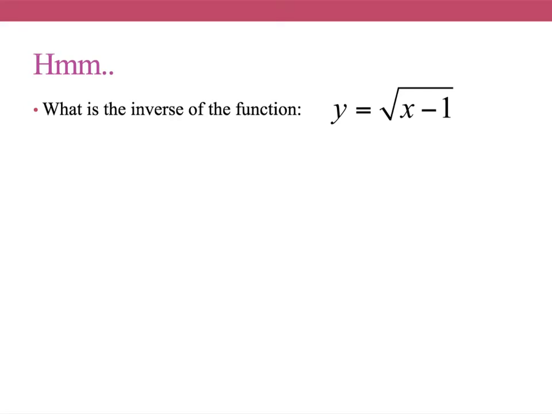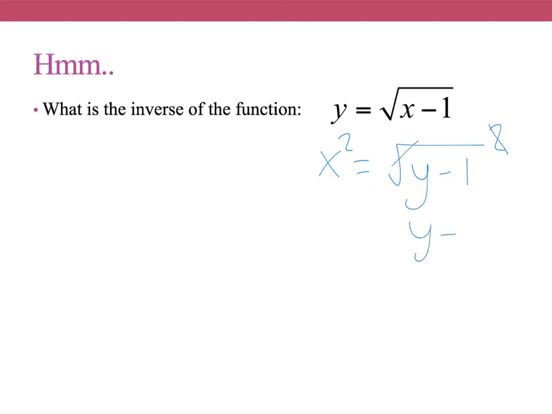Alright, let's try another inverse problem. Again, switch the x and y's first. Now how do I get rid of that square root? The root is on fire. We're going to square both sides. That's right. Very good. That squared gets rid of the square root.